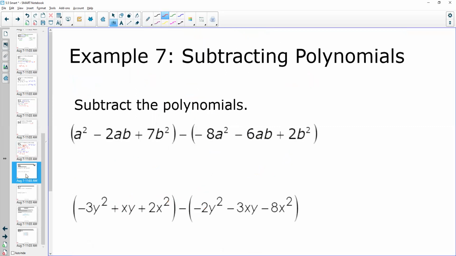All right, you try these two. Check your notes. Try the process, make sure you distribute properly. For number 1, when you get done, it should be 9a squared minus 8ab.